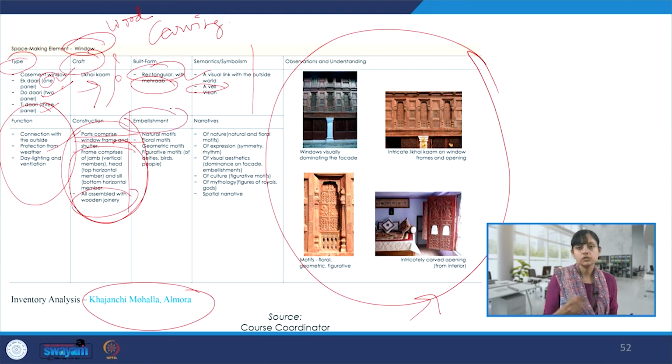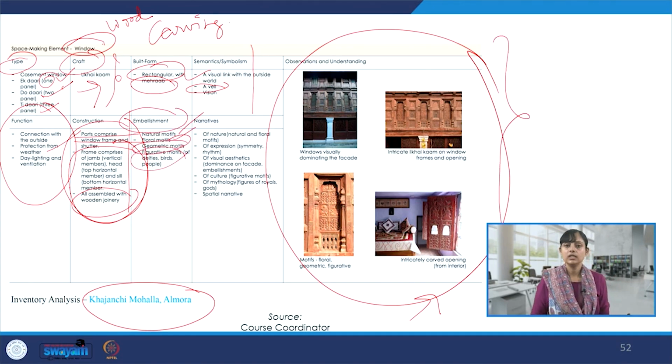So what are the embellishments that we see here on these openings? Natural motifs, floral motifs, some geometric motifs, also figurative motifs. And what are the narratives or stories that we get to know through these window openings in Khajanchi Mohalla Almora? So, narratives of nature, of expression, of culture, mythology, also spatial narratives. We understand the space and this entire residence also through narratives which are carried by these openings.